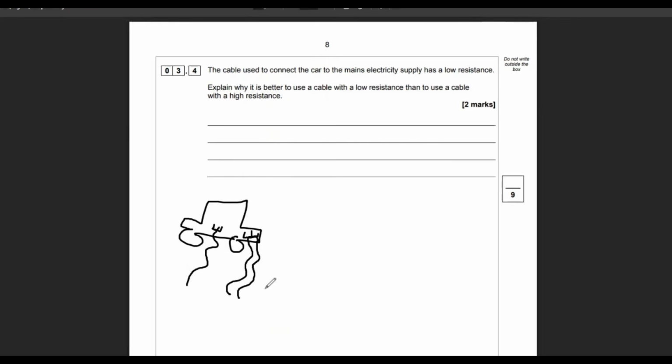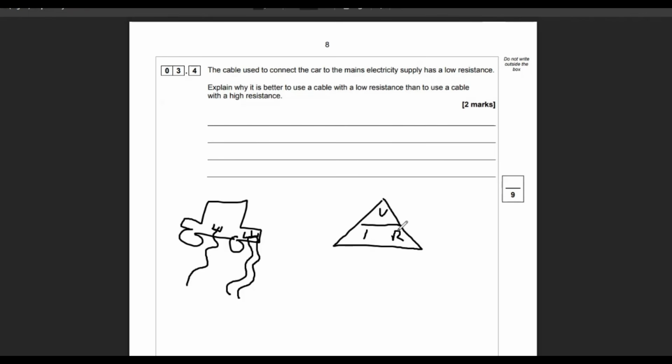They're going to be fatter than the ones that plug your laptop in. So the ones that plug your car in, you're going to have a fatter cable. Explain why it's better to use a cable with a low resistance than to use a cable with a high resistance. Right. A low resistance, do you remember we have V equals I over R.